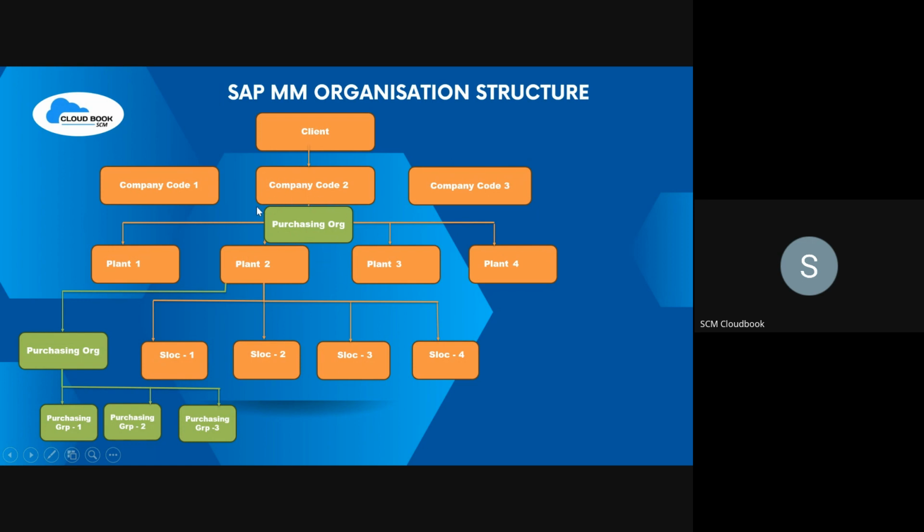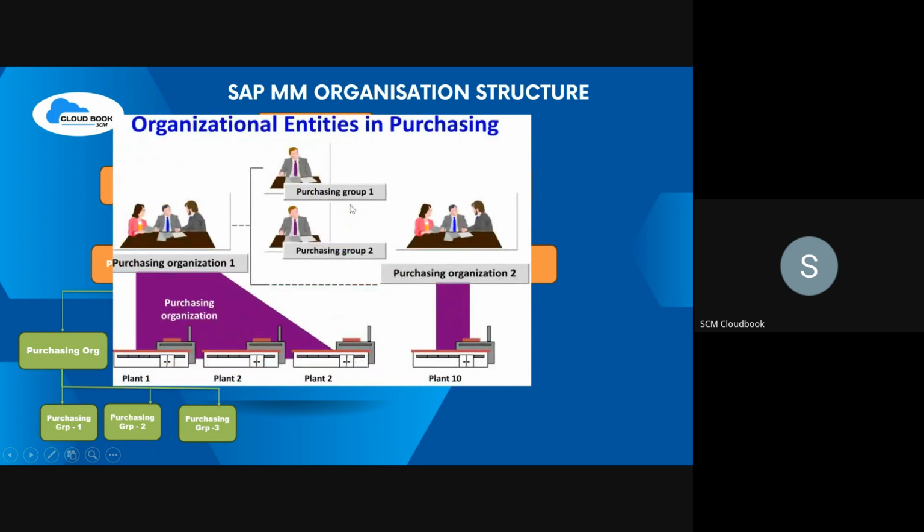So there is basically also a purchasing organization that we can set at the company code level, which is dealing with the different plants. You can see there is one purchasing organization taking care of 3 or 4 plants under it, which is more at the company level, and there is also a purchasing organization at the individual plant level.